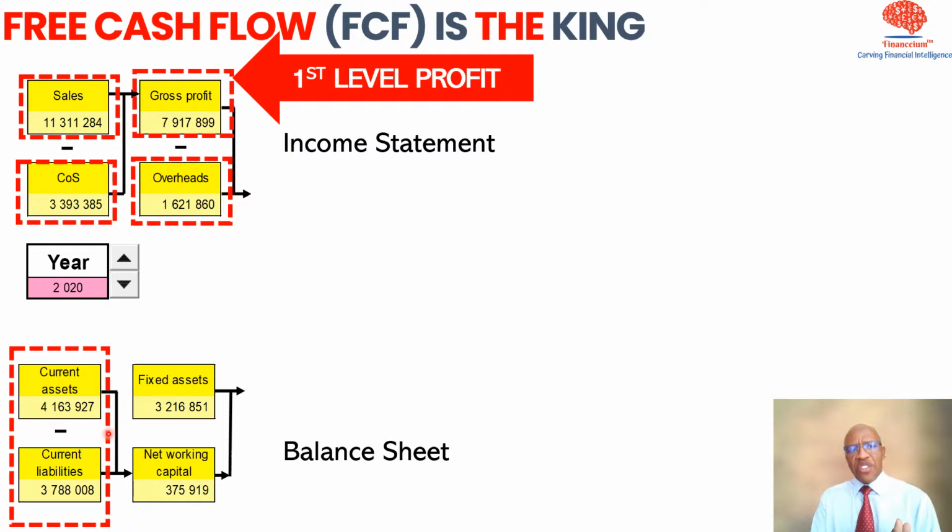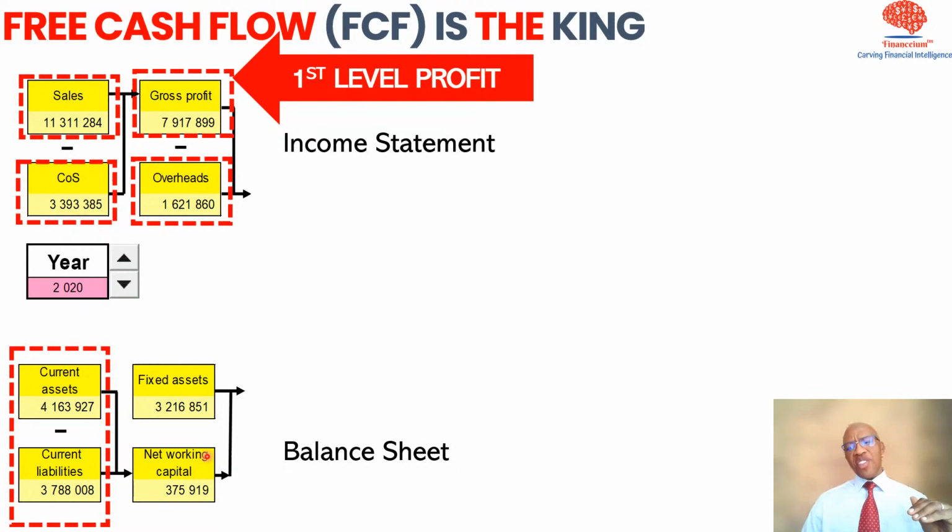Whereas when you're talking about the cash flow, we're looking at the movement of cash throughout the entire value chain of your operations. So from the balance sheet point of view, there are your current assets and your current liabilities. And here we're really interested in the net working capital, which is the difference of the two.